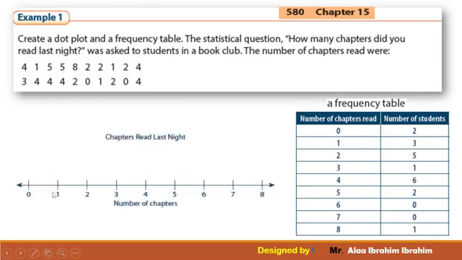Now to make it as a dot plot, I make it again from 0 up to 8 on the number line. This is the number of chapters. Then I look at how many I have for each number, so I make 2 dots here, 3 dots here, 5 dots here, 1 dot here, and so on.